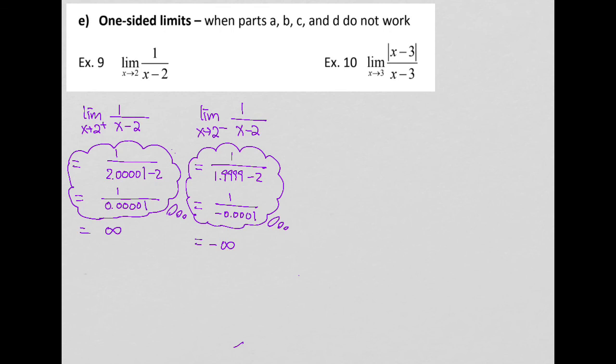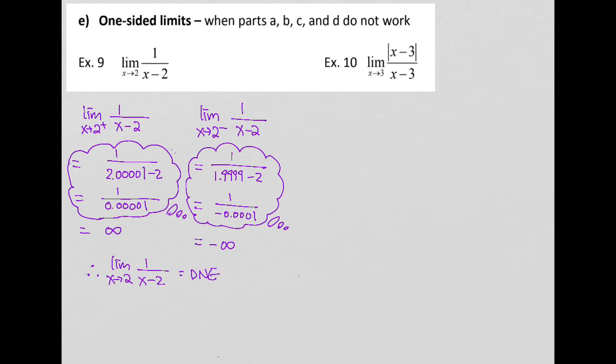So this is your thinking component. I know the right-hand side limit is positive infinity. I know the left-hand side limit is negative infinity. They do not have the same value and they do not approach a constant. Therefore, the limit as x approaches 2 of this particular function does not exist.